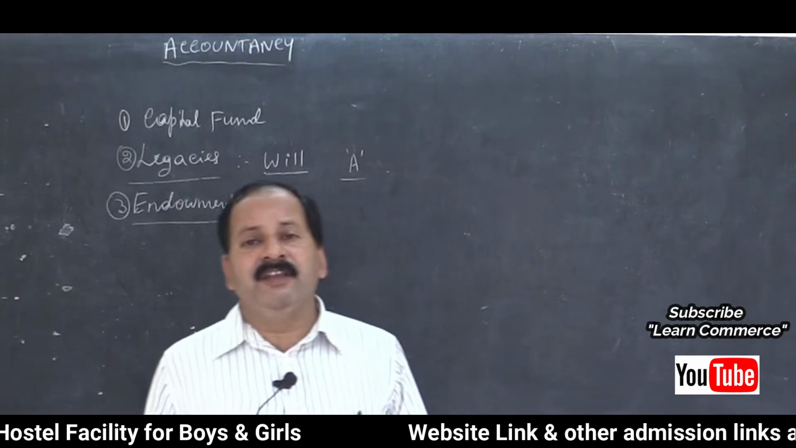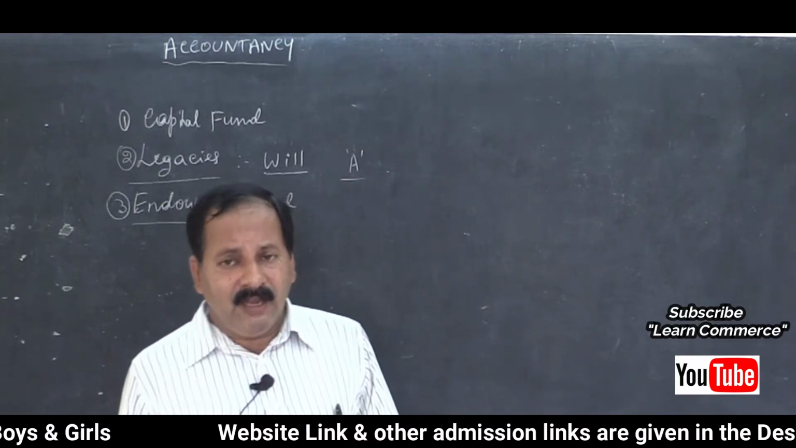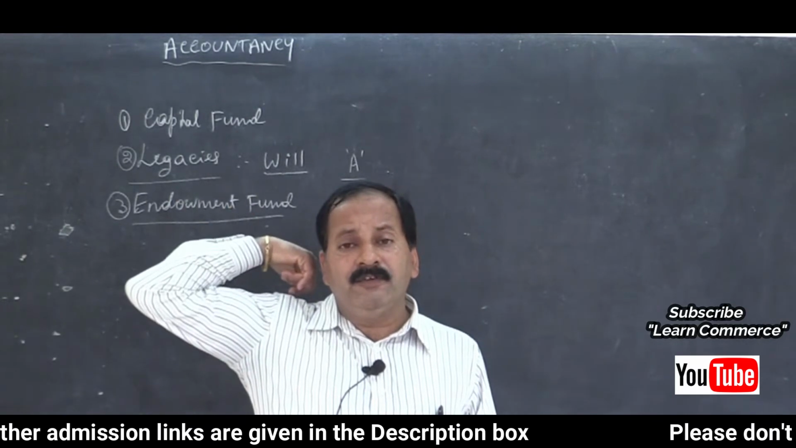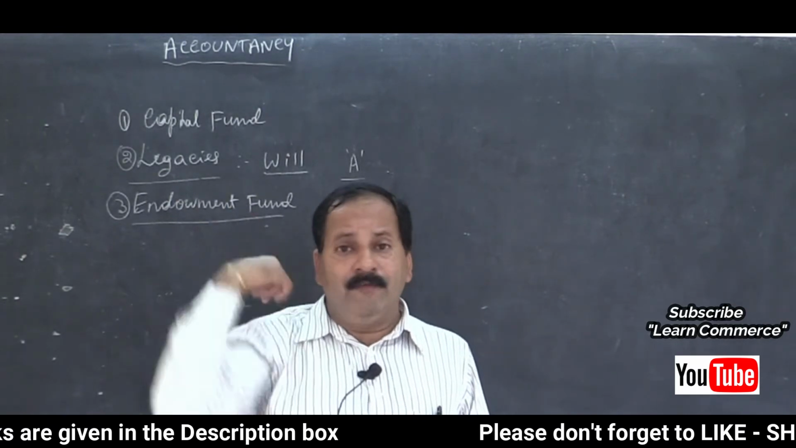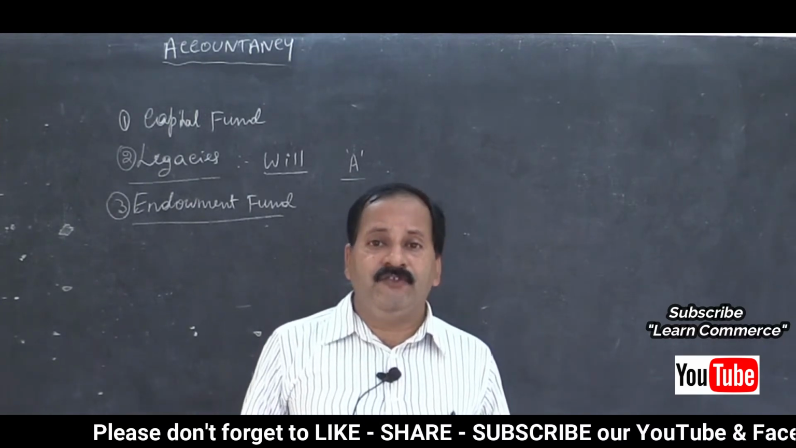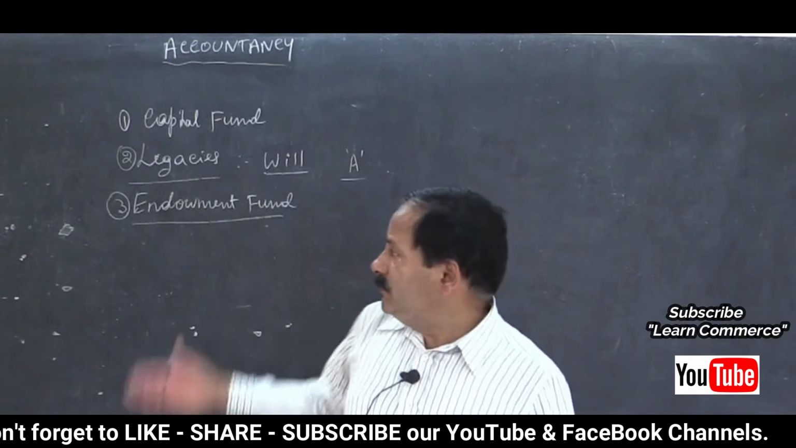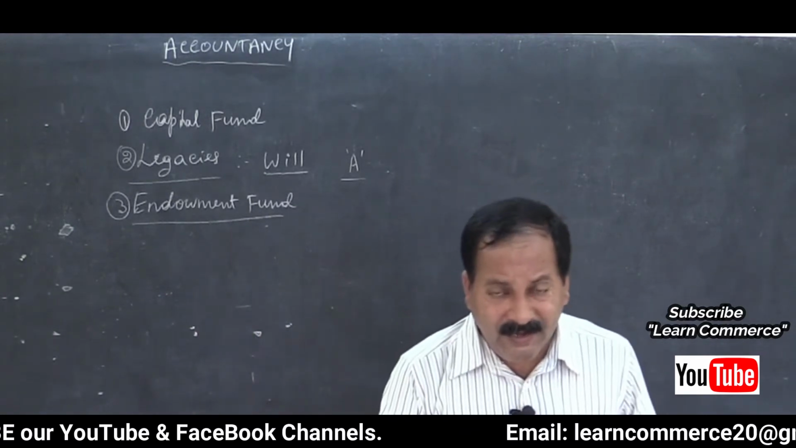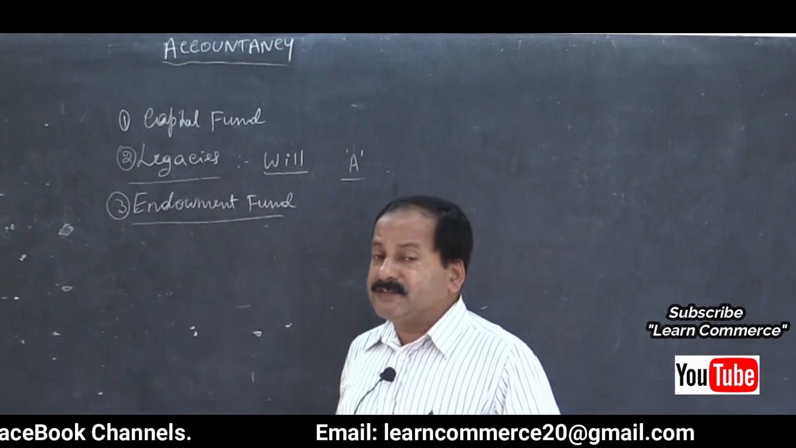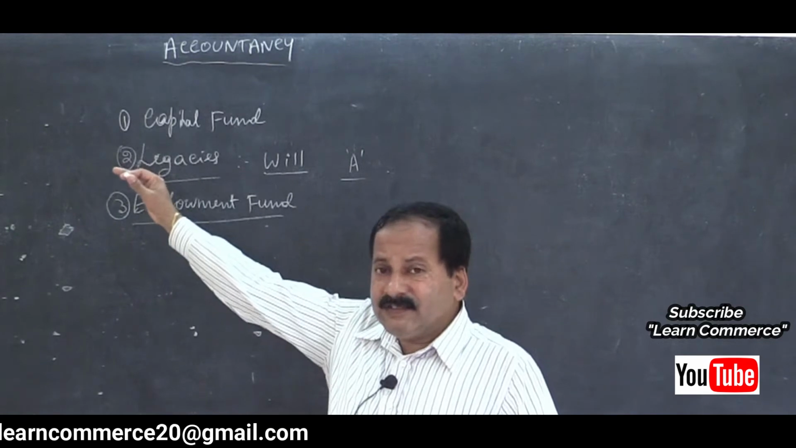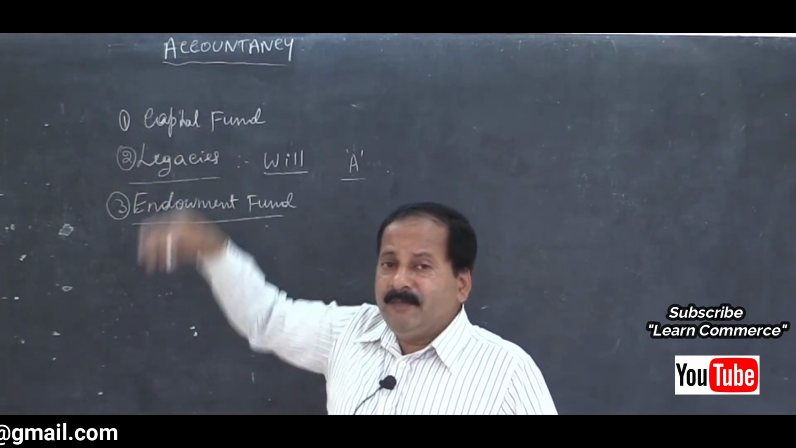And that permanent source of income will be created, and it is for a longer period of time, and this fund comes to the not-for-profit organization not every day, not regularly. It is non-repetitive in nature, isn't it? So that is called endowment fund. It is a capitalized receipt, and hence it should be shown as a separate fund on the liability side of the balance sheet.